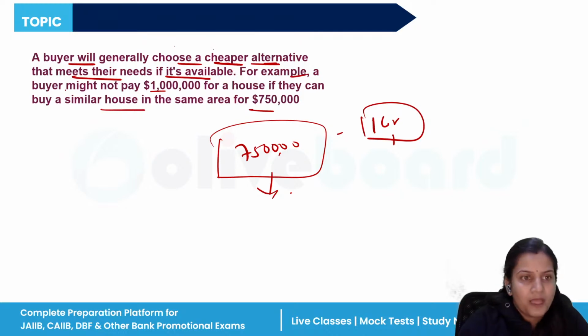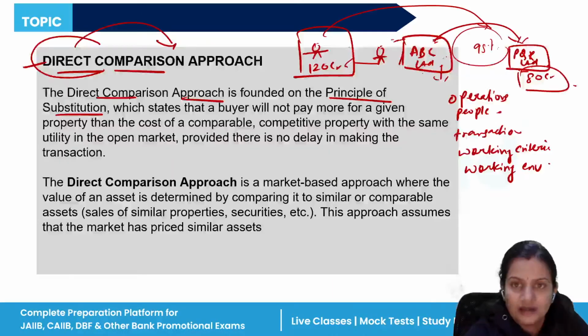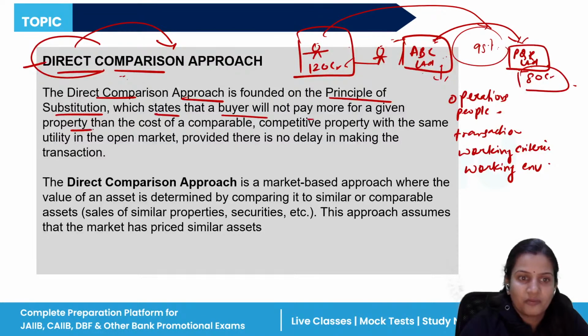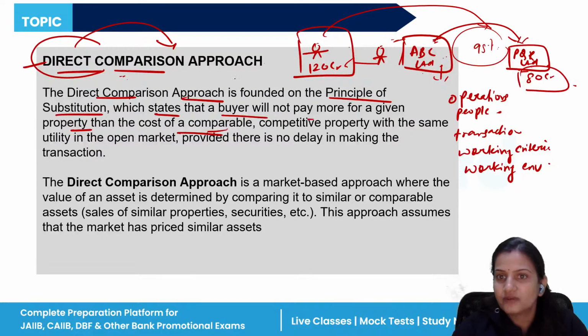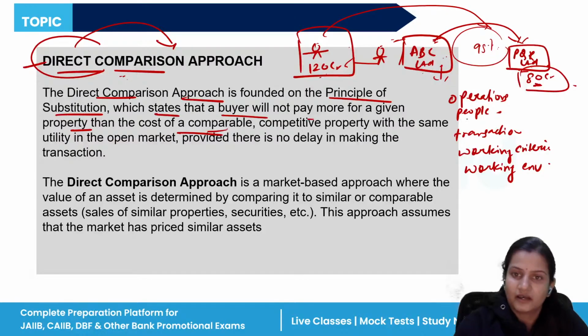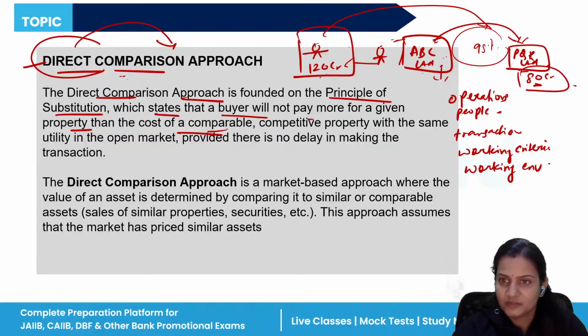For example, a buyer might not pay rupees 1 crore for a house if they can buy a similar house in the same area for less. That is what this method depends upon. The direct comparison approach states that a buyer will not pay more for a given property than the cost of the comparable. Why would I give 120 crore if I'm getting the same company for 80 crore? This is the direct comparison method.